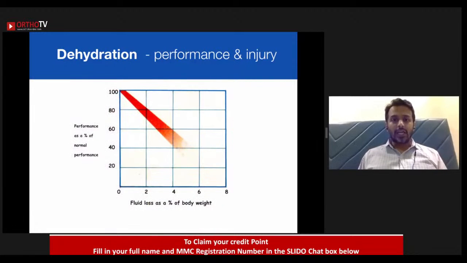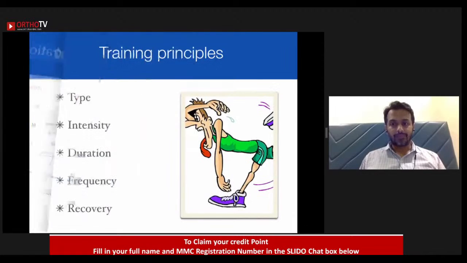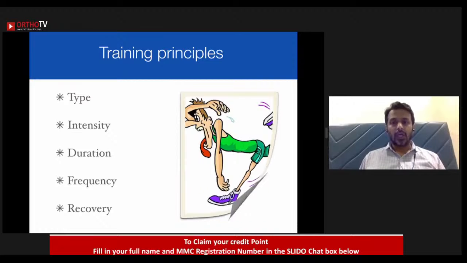And as we see that as the hydration level drops, there are more and more chances of muscle and bone and joint injuries, because the recovery pattern takes a longer time for an athlete to get back to their normal resting level. So training principles depend on the type of sport that the patient is playing, the intensity, the duration of which he plays, the frequency, and the recovery time that he gives to patients.